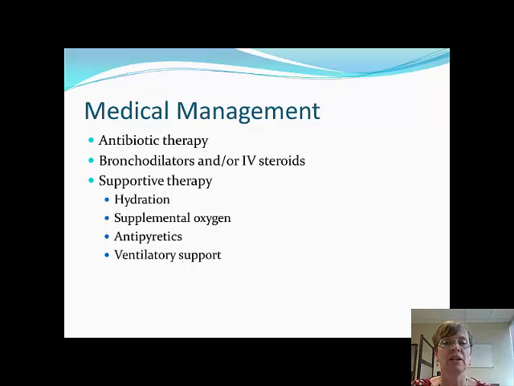Antipyretics could be very important. For the patient that is experiencing fever, that is really a difficult thing to experience and makes you feel worse. So alleviating that symptom can be very beneficial just for the overall comfort of the patient. And then finally, ventilatory support. The patient that's not able to maintain their own airway, not able to breathe, would require mechanical ventilation or perhaps CPAP.